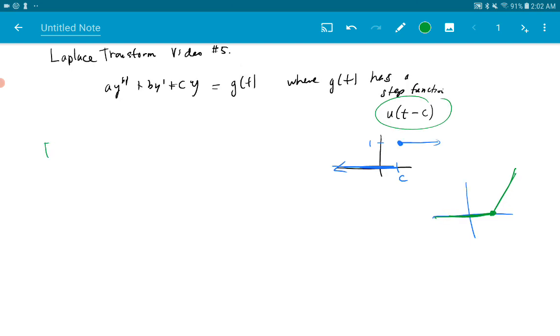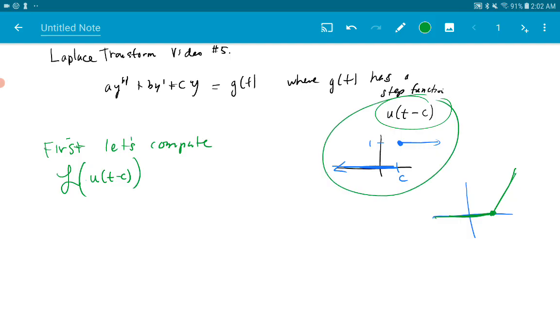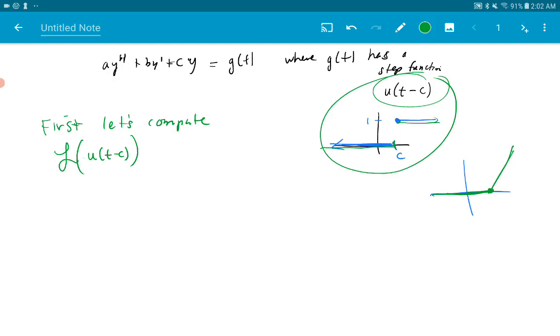First, in order to be able to do anything like this, let's compute the Laplace transform of a function like u of t minus c. This function right here, the function that goes from 0 and jumps up to 1 at c. So c could be any number. c could be 5, c could be 7. I'm just going to do it generically with a c in it. Our formula should have a c in it.